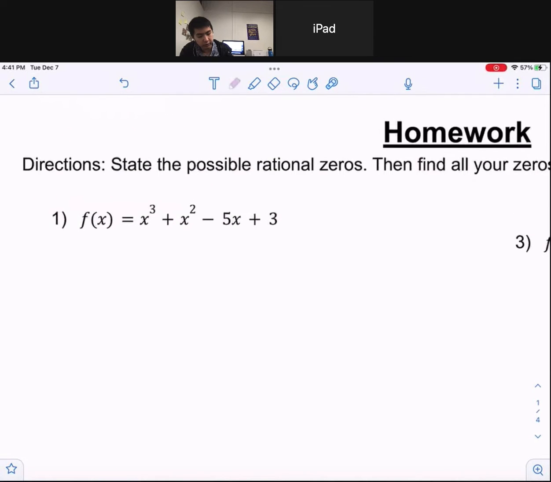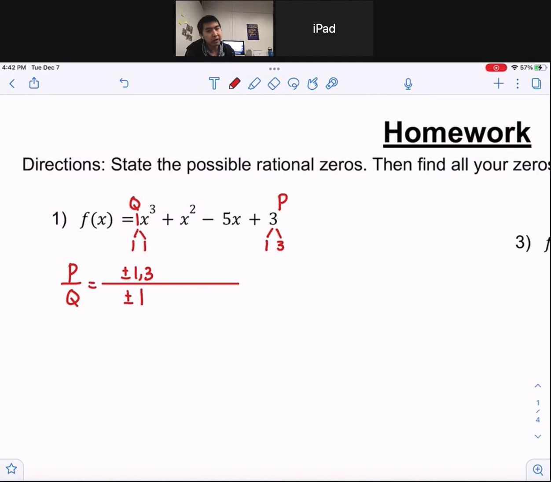So first you have to know your P factors and your Q, which is 1. All the factors of 3 are 1 and 3, and all the factors of 1 are just 1 and 1. When you make your P over Q list, these are just all the factors of P and Q. So all the factors of P are plus and minus 1 and 3, and all the factors of Q are plus and minus 1.